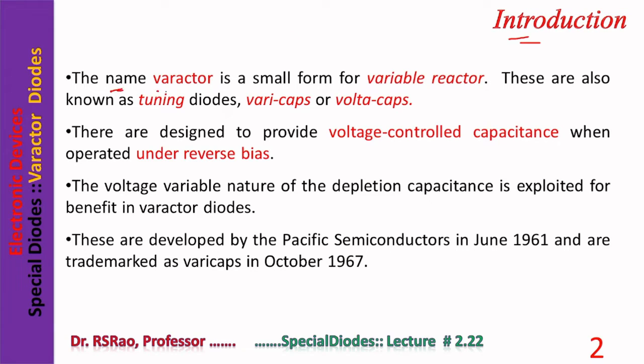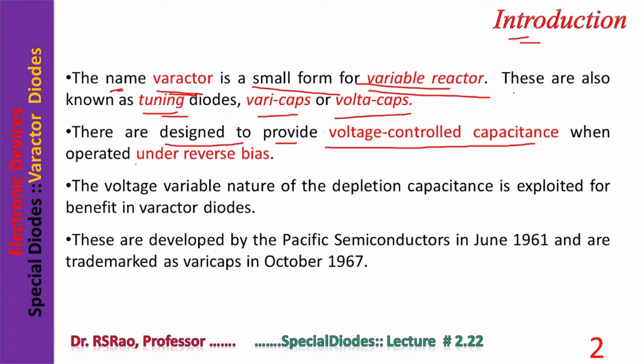The name Varactor is a short form of variable reactor. These are also known as tuning diodes, varicaps, voltacaps. These are all different names: Varactor diodes, tuning diodes, variable capacitors, voltage variable capacitors, but widely they are known as Varactor diodes. They are designed to provide voltage controlled capacitance when operated under reverse bias.